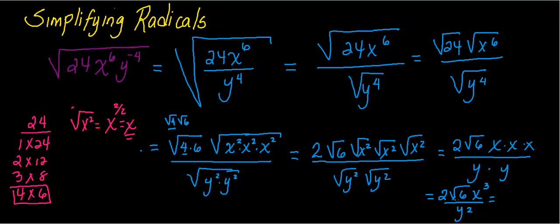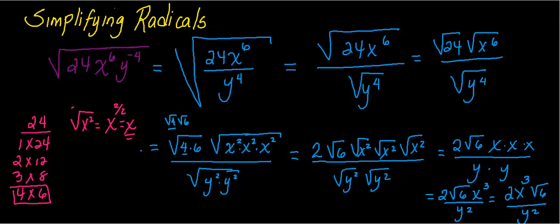And we're going to reorganize these terms here, because when we write radical expressions, you always see the radical at the end. So we write our coefficients in front, and then come our variables, and at the very end we have our radicals. So I'm going to rewrite this as 2x cubed square root of 6 over y squared. And that would be your final answer.